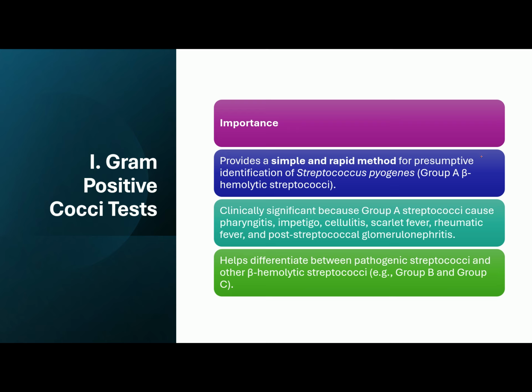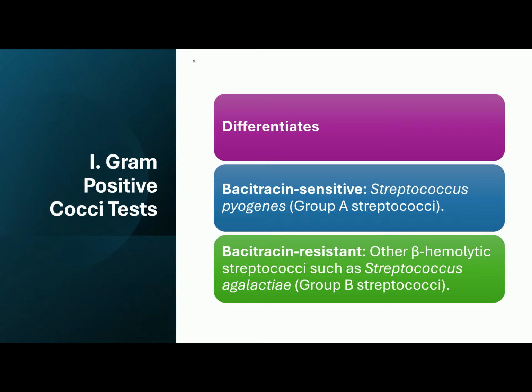So it provides a simple and rapid method for presumptive identification of S. pyogenes, significant for group A strep, class, known to cause a lot of diseases such as pharyngitis, cellulitis, scarlet fever, and so on. Helps differentiate pathogenic strep from other beta hemolytic strep. Differentiates bacitracin sensitive S. pyogenes, or your group A strep, from other beta hemolytic strep such as the group B strep, S. agalactiae.